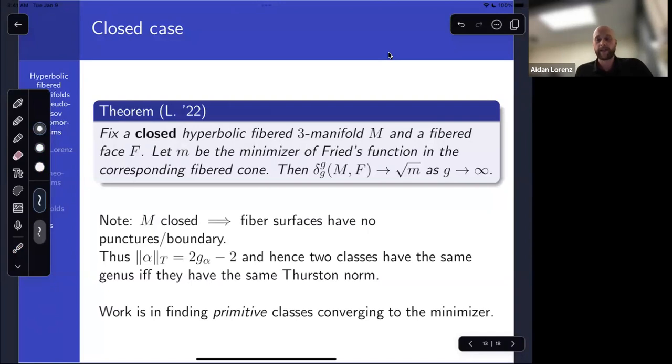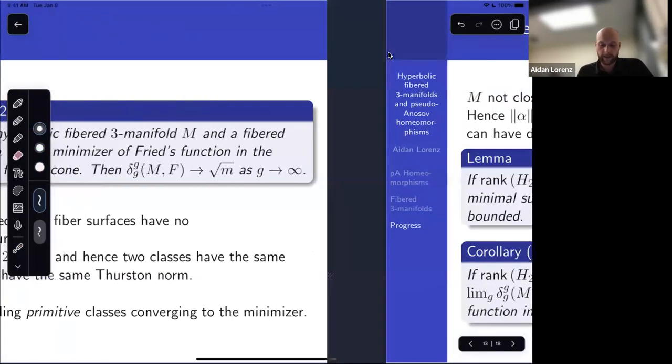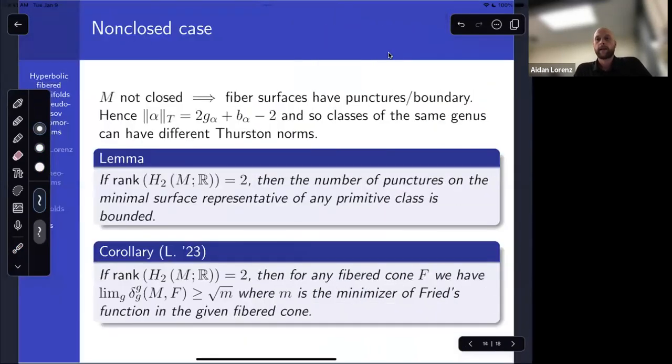Okay, so that's the closed case. What about the non-closed case? Well, things get a lot harder in the non-closed case. I probably won't say too much about how, but just to give a little bit of an idea, when your three manifold's not closed, it has torus boundary components. That means your fiber surfaces have punctures or boundary.